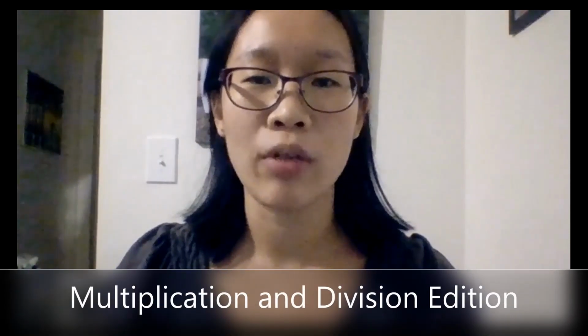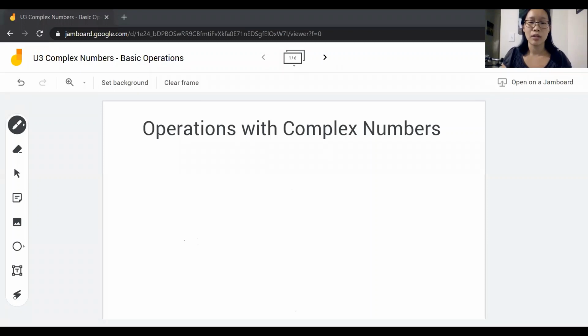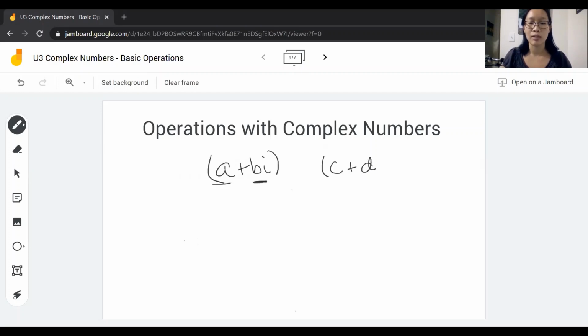Hi, this is Ms. Cho with operations of complex numbers. If you recall, complex numbers take the form a plus bi with a real part and an imaginary part. So this is one complex number. Let's say you had another one, c plus di.